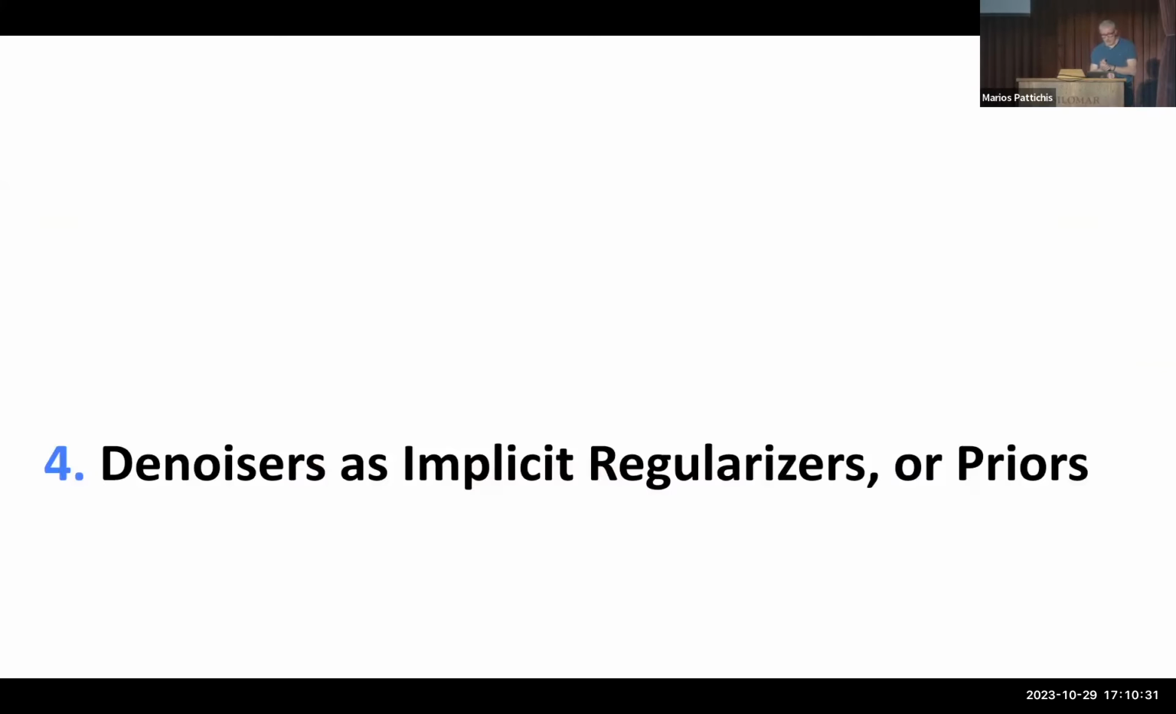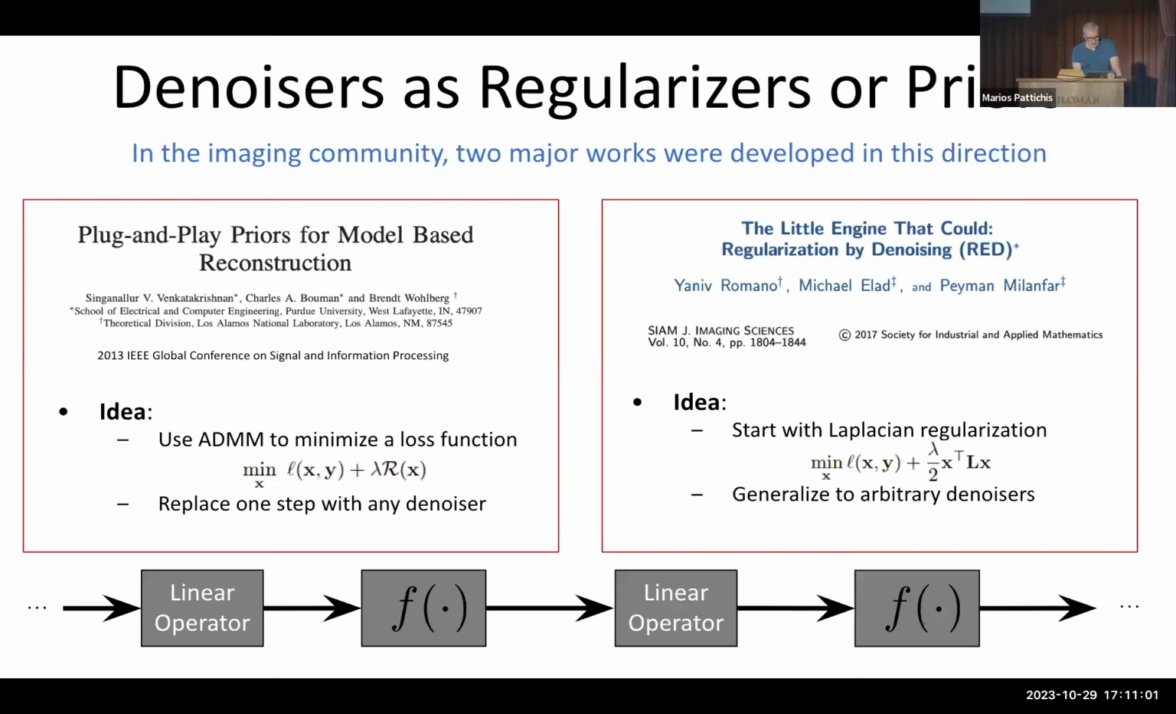Okay, and then the last part of what I want to share with you is denoisers as implicit regularizers or priors. This is work that we did almost 10 years ago now, with Michael Elad and Yaniv Romano, called regularization by denoising. It's been used in many different places now, and it's still fairly popular. But let me take you back a little to the history of how the imaging community came to think about these ideas.